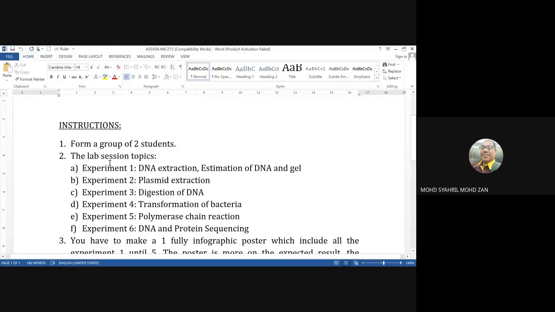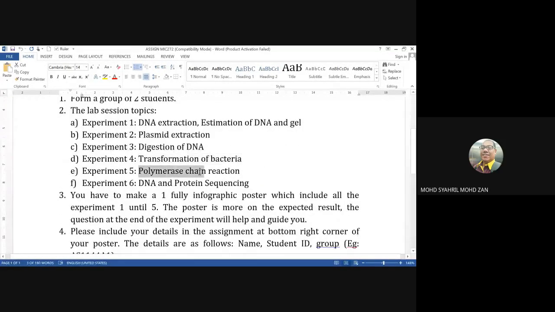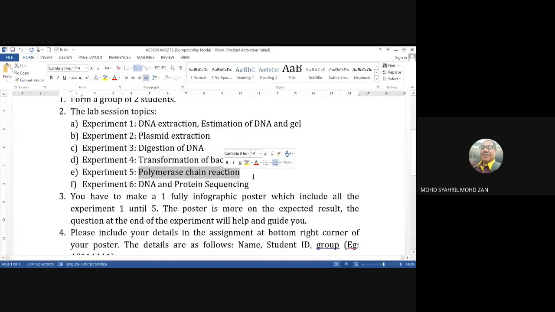Then number 2, the lab session topics that will be covered in MIC272: our experiment number 1, which is today, DNA extraction and estimation of DNA and the gels. Okay. So next week you will learn about plasmid extraction. Okay, and the weeks after that you will go for digestion of DNAs. Okay. Transformation of bacteria. Okay, polymerase chain reaction, or in other words, we call it PCR. The last one will be your DNA and protein sequencing.